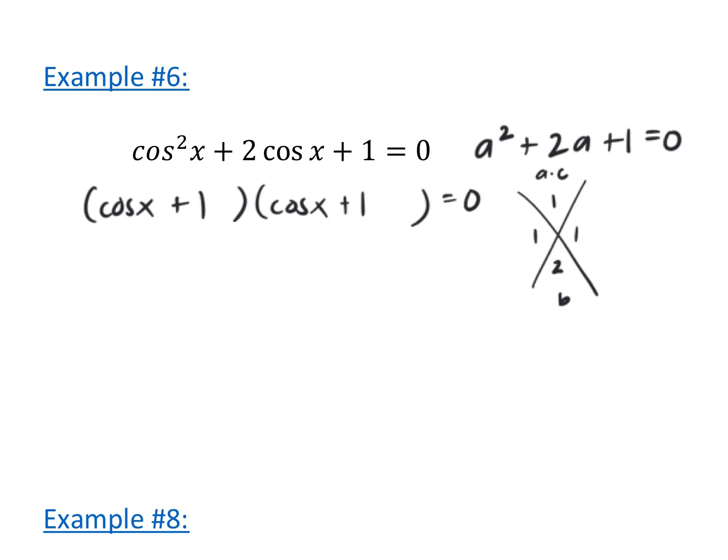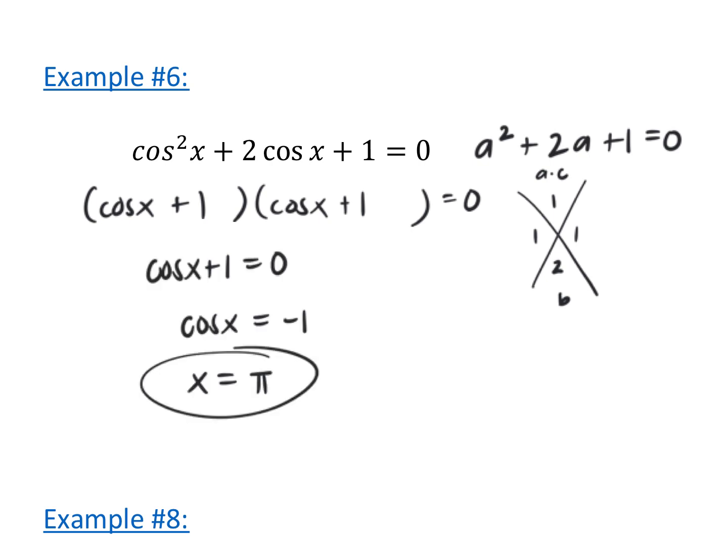And then I can just go ahead and set one of those terms equal to 0 because you're going to get the same thing regardless. So cosine of x plus 1 is equal to 0, which means we're looking at where is cosine of x equal to a negative 1? Yeah, at pi. And that's the only place, right? That's the only x value on my unit circle that's equal to negative 1. So that right there would be your final answer.